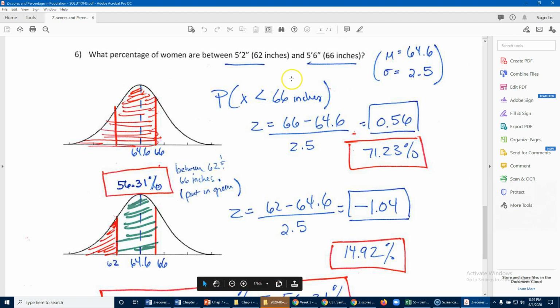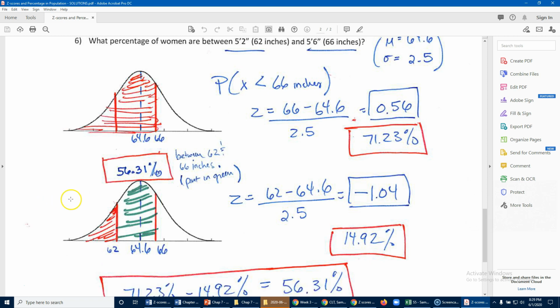But if you need between two numbers, then what you end up doing is, so this says what percentage of women are between 5'2", so 62 inches, and 66 inches, if the population mean is 64.6 with a standard deviation of 2.5. Okay, and so then what you do is you say, okay, well, I first calculate the probability up here to 66.